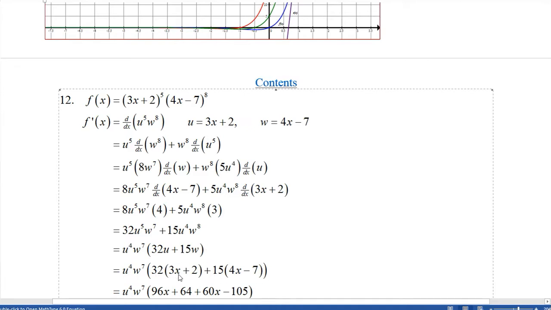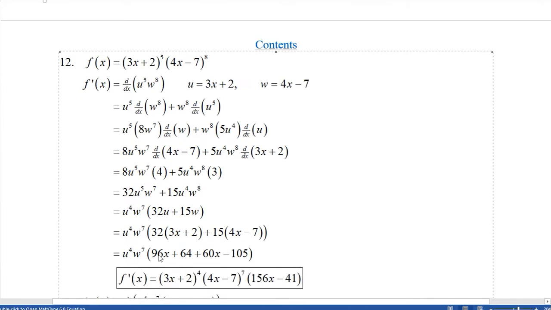So I can distribute the 32. 32 times 3 is 96 times the x there. 32 times 2 is 64. 15 times 4x is 60x. And 15 times negative 7 is negative 105. Combine like terms, 96x plus 60x is 156x, 64 minus 105 is negative 41, and I finally substitute the u and the w. Let's see if I did that right. Yeah, 3x plus 2 for u here, and for w I put 4x minus 7 there.